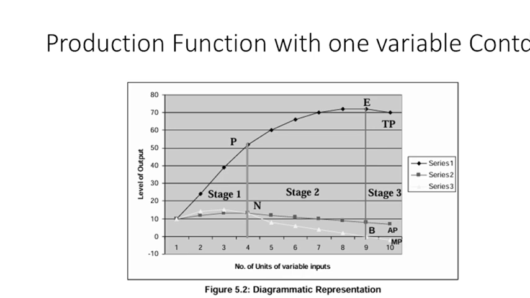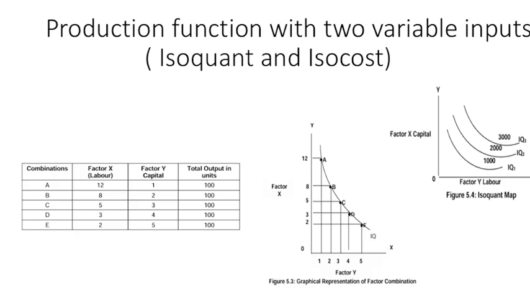Now we can see the production function with two variables. Okay, now there are two variables, so we have two concepts: one is isoquant and the other one is isocost. Iso means same and quant means quantity. Here we can see the tabular column, and we are changing the two variable factor inputs, and for different combinations of the variable factors, the level of output produced remains the same. See, you can see the 100.